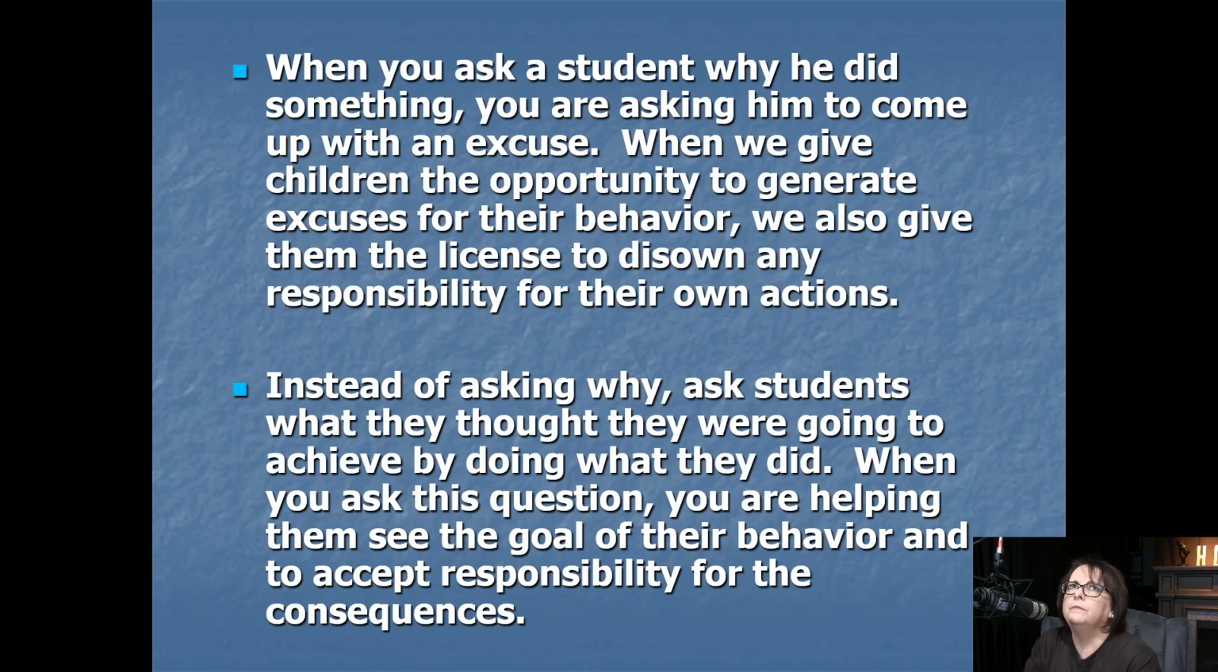When you ask a student why he did something, you're asking him to come up with an excuse. When we give children the opportunity to generate excuses for their behavior, we also give them the license to disown any responsibility for their own actions. Instead of asking why, ask students what they were thinking when this was going on and what they thought they were going to achieve. When you ask this question, you're helping them see the goal of their behavior and accept responsibility for the consequences.